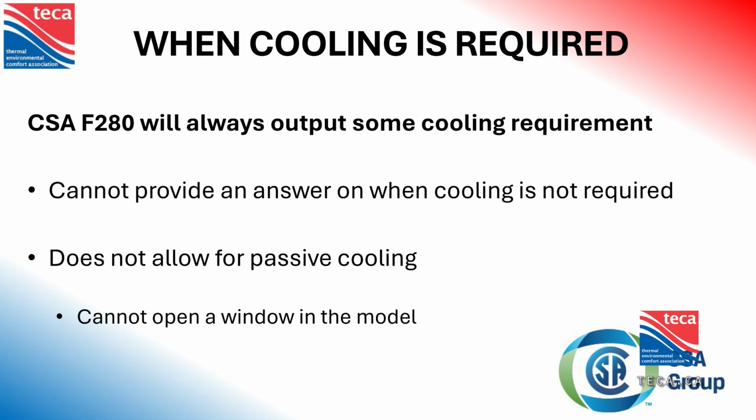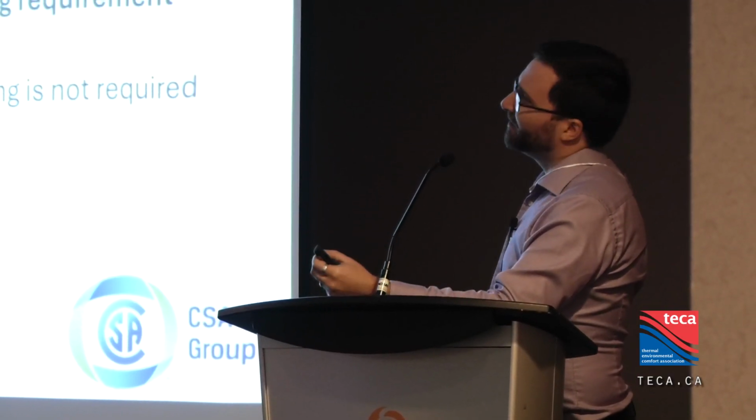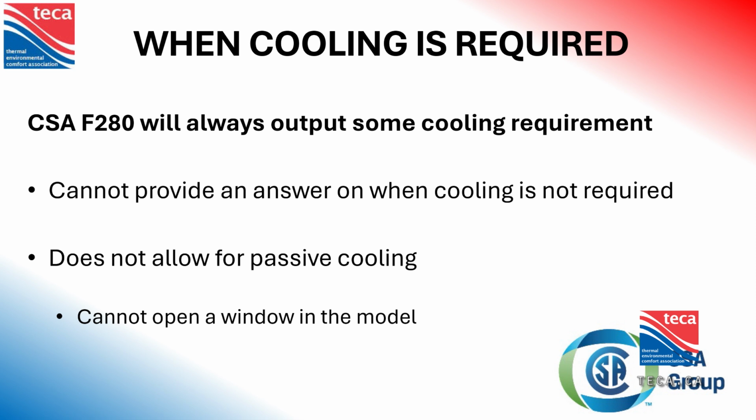It's a very difficult situation, because I feel like some of the decision makers had an expectation that CSA F280 can provide a very clear yes or no answer if cooling is required. And CSA F280 will always return a value that says some cooling is required. And there's no mechanism to apply that says, well, if it's less than 4,000 BTUs, you're fine. You don't have to worry about it. That doesn't exist in CSA F280.